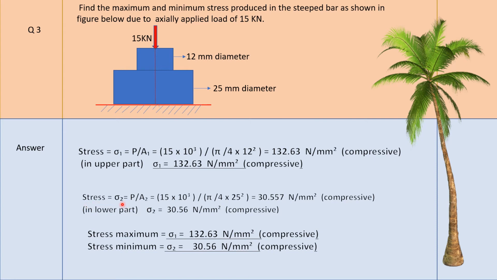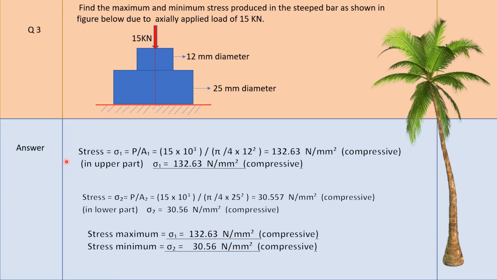Now the stress sigma 2 in the lower part will be P divided by A2, where P is again 15 into 10 raised to 3. Now the bar diameter is 25, so area will be pi by 4 into 25 square. So here also put the bracket in the numerator and in the denominator and press the buttons: 15 into 10 raised to 3 divided by bracket open shift pi divided by 4 into 25 square bracket close, equal to. You will get the answer 30.557 Newton per mm square, and this is also a compressive stress.